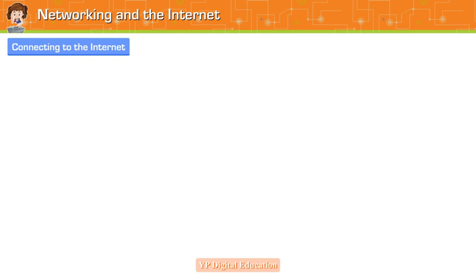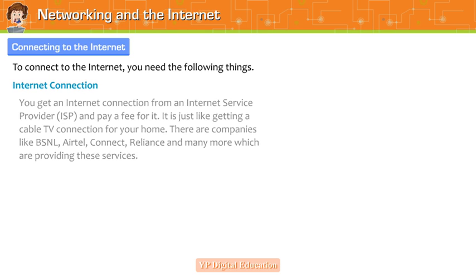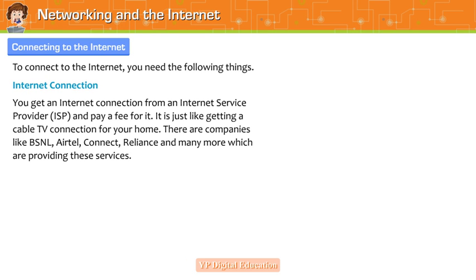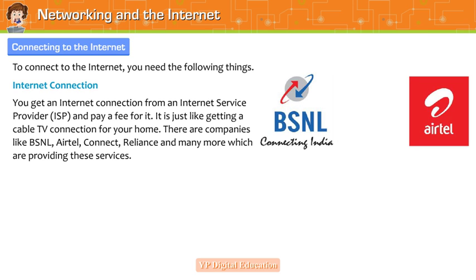Connecting to the Internet. To connect to the Internet, you need the following things. Internet connection. You get an Internet connection from an Internet service provider, that is ISP, and pay a fee for it. It is just like getting a cable TV connection for your home. There are companies like BSNL, Airtel, Connect, Reliance, and many more which are providing these services.